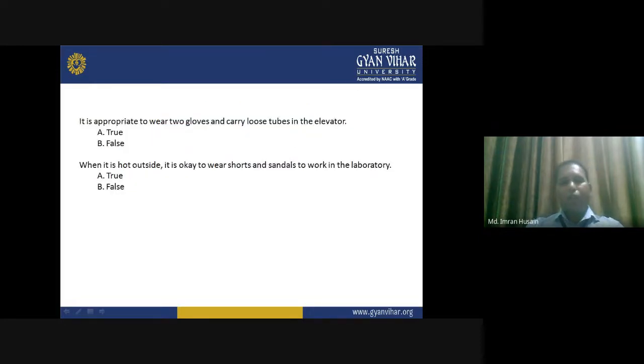It is appropriate to wear two gloves and carry loose tubes in the elevator. True or false? When it is hot outside, it is okay to wear shorts and sandals to work in the laboratory. True or false?